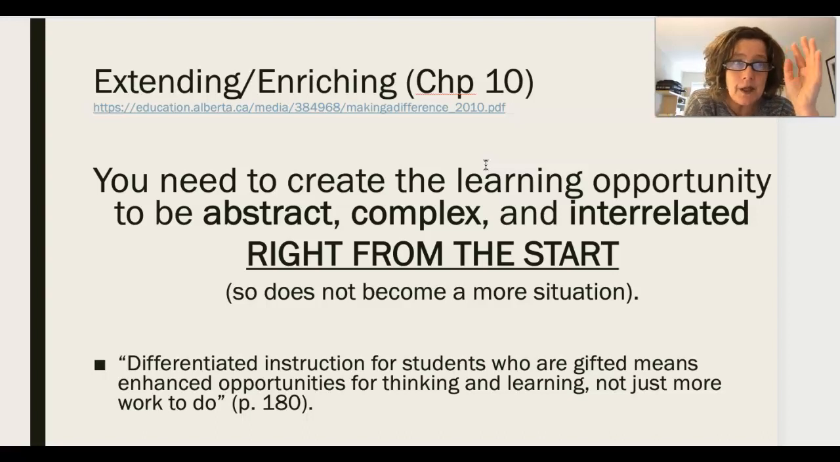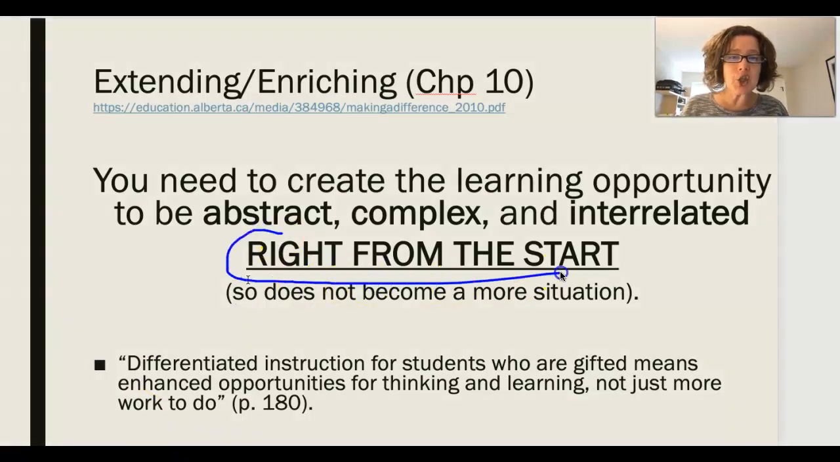So if you give a child who you know needs some extension a learning opportunity that's already at their level when you first give it to them, and you give everybody else something at a different level when we start beginning, then it doesn't become an add-on, it just becomes the opportunity. So this idea of right from the start is important. That's super important. Okay.